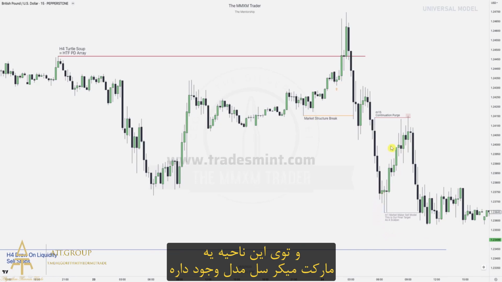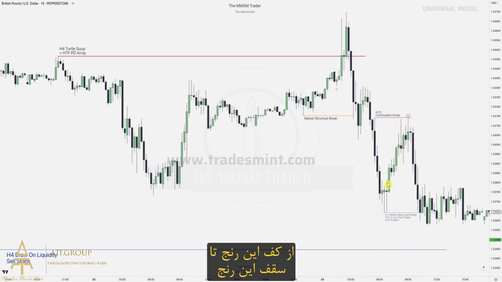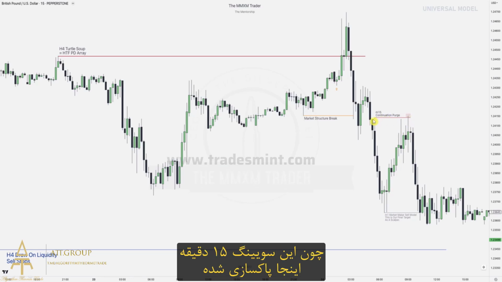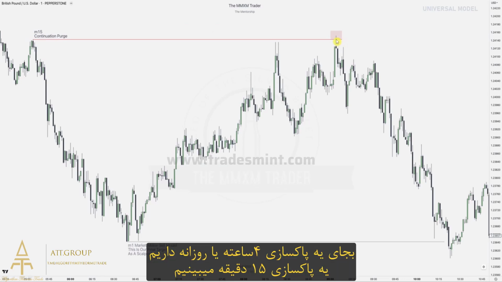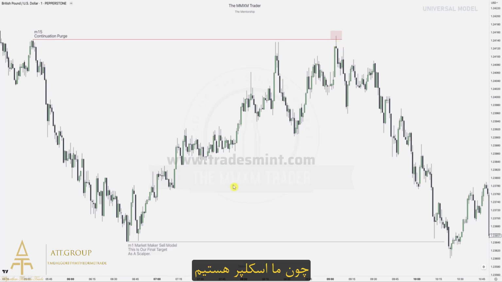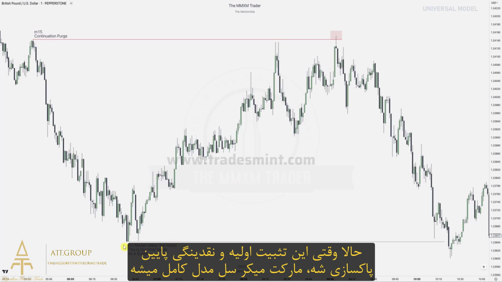Market maker sell model will be in this area over here, right? From this range low to this range high, because we purged that 15-minute time frame over here. And we're going to dive into the 1-minute time frame and see how that looks like. So we got that 1-minute time frame over here. M15, 15-minute time frame continuation purge, right? It is all fractal. Instead of a 4-hour purge or a daily purge, now we're looking at that 15-minute purge because we are scalpers, right? Again, market maker sell model is completed once we take out this original consolidation and that sell side liquidity down here.